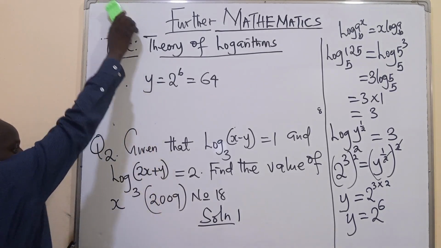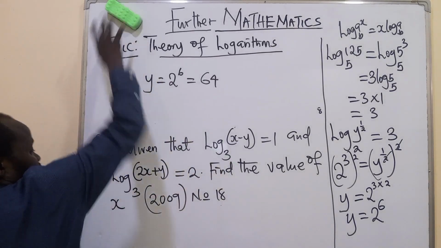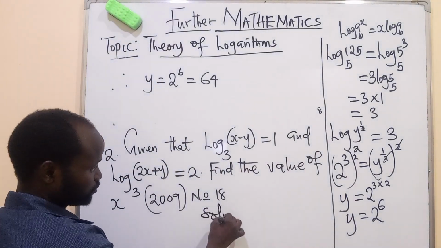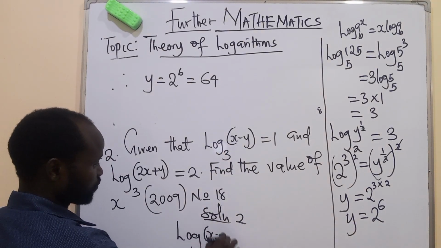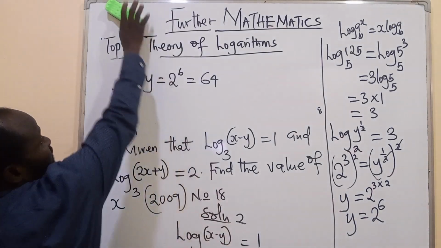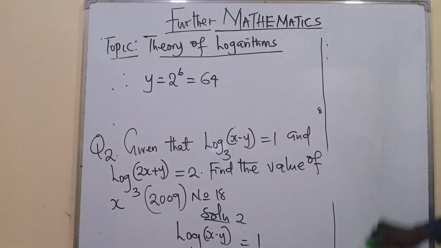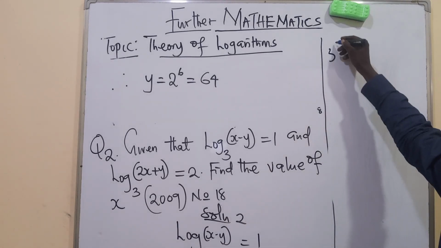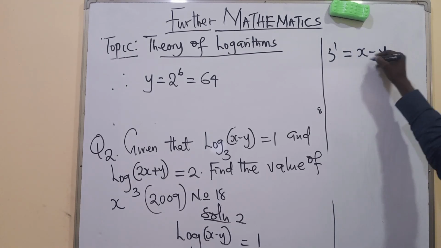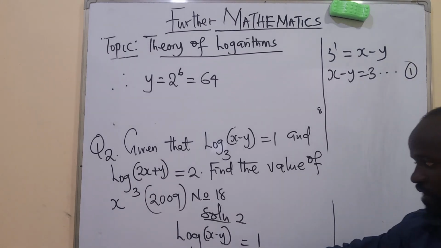Okay, let's look at how we can solve question 2. Solution to 2 now. The first equation is log (x minus y) to base 3 equals 1. We need to change this to index form. This is in logarithmic form. We have to change it to index form, very important. Then raise this 3 to power 1. That will be 3^1 equal to x minus y. So x minus y is equal to 3. This is equation 1.